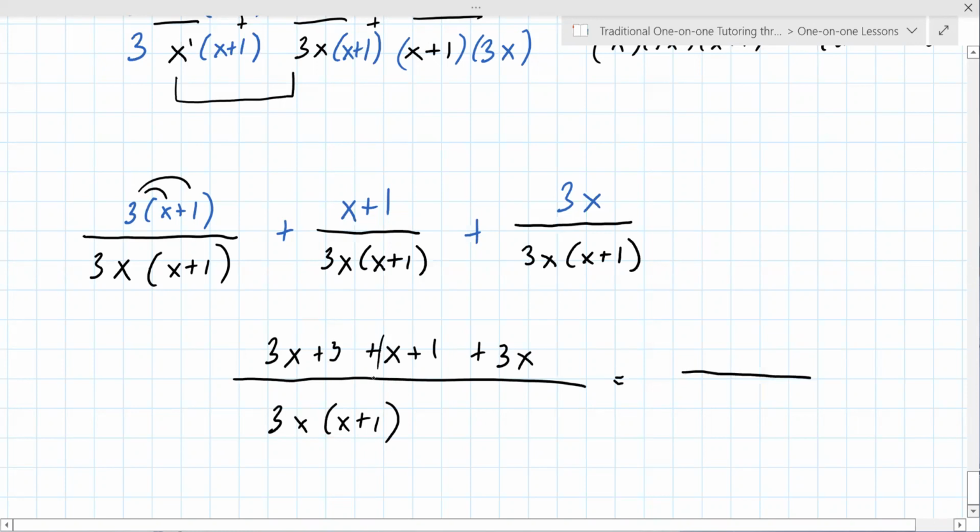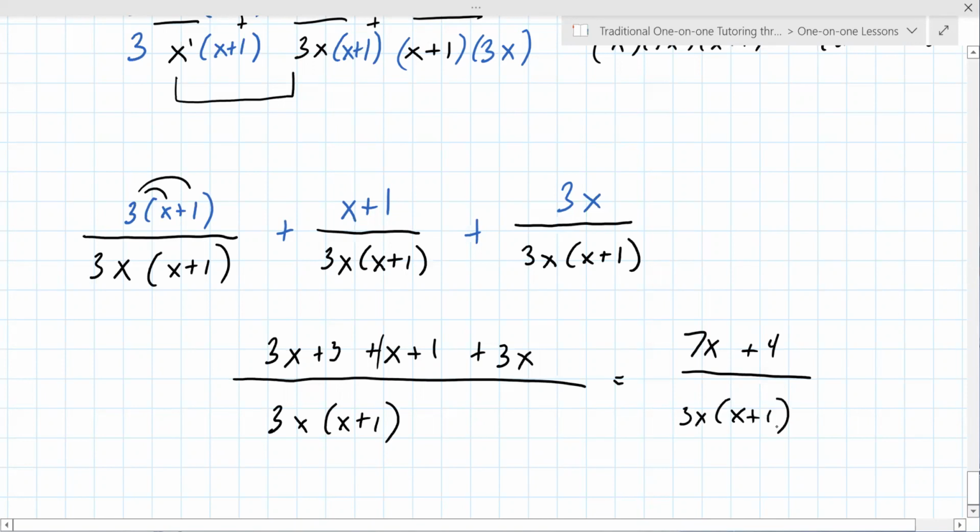So how many x's do you have in the top? Got 3x plus 3 plus x plus 1 plus 3x. How many do you have? 7x. 7x, you got it. And then 3 and 1 make 4. So this is your final answer.